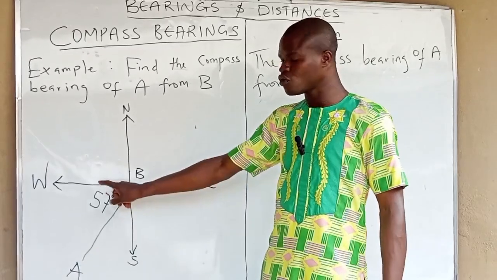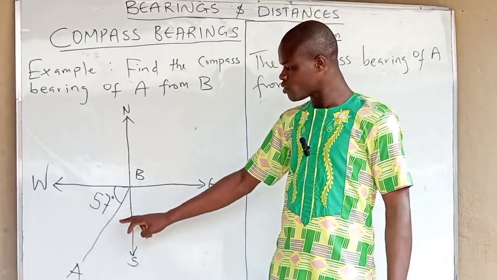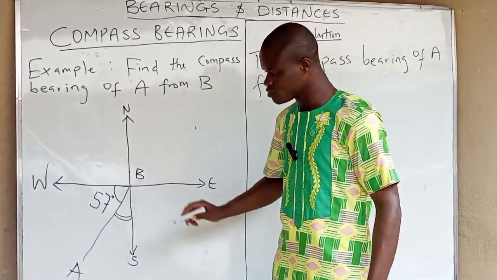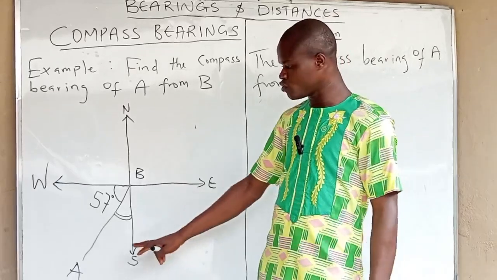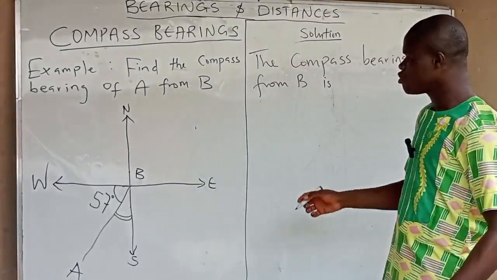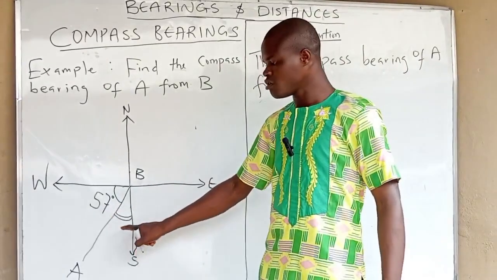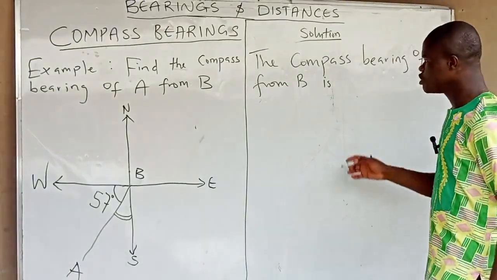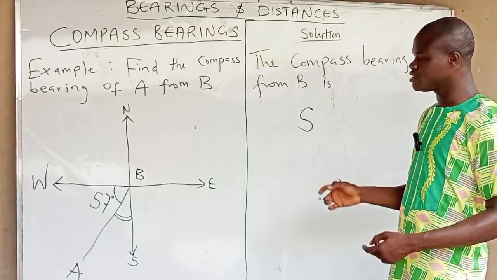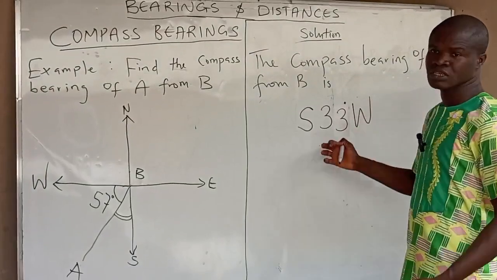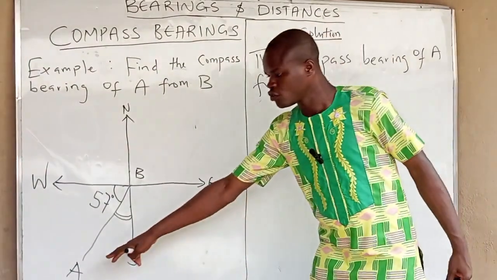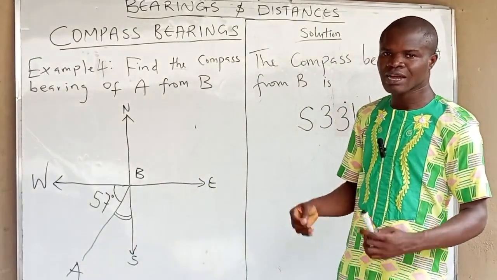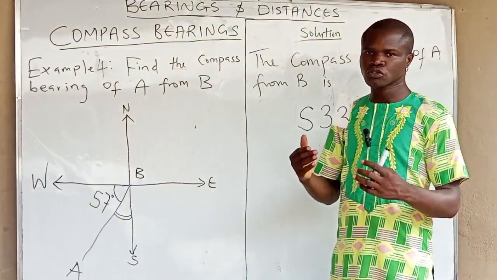Of course, from south to west is 90 degrees. So for us to get the compass bearing, it's this very angle. That is the compass bearing value for this object. So if this is 57 degrees, to get this value we do 90 minus 57 degrees. That will give us south 33 degrees west. So this is our compass bearing for this location. I believe that with these 4 examples we have solved under compass bearings, you have understood compass bearing.